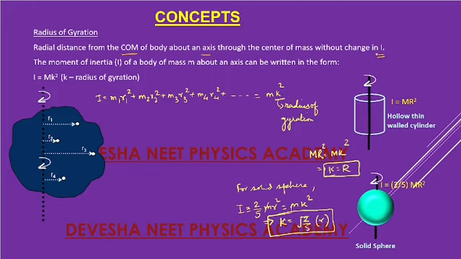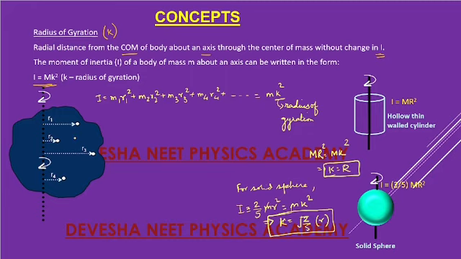Means the I should be constant. Okay, I should be constant. The k, this we also represent by k, for example. So if I is equal to mk square, k is the radius of gyration. So this is supposed to be a point mass.